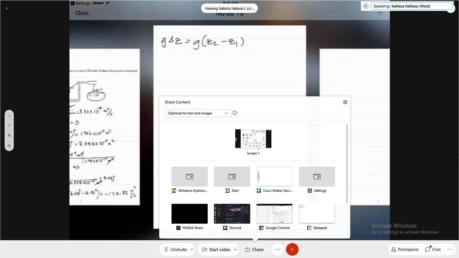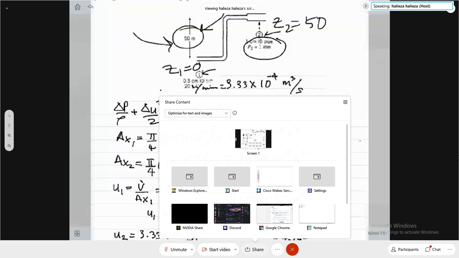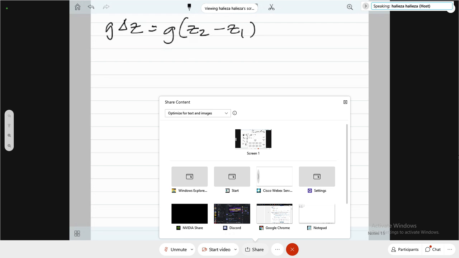For this example, let's go to our diagram. The height Z1 is going to be 0 because it's better to have it 0. Then the higher height Z2 is going to be 50. If you're going lower, then your value will be negative. In this case, you start at 0 and you're going higher up, so your value will be positive. This 50 is positive. So now let's calculate that. Z2 minus Z1 is equal to 9.81 times 50. I'm not going to write the unit there because we already know what the unit is going to be.